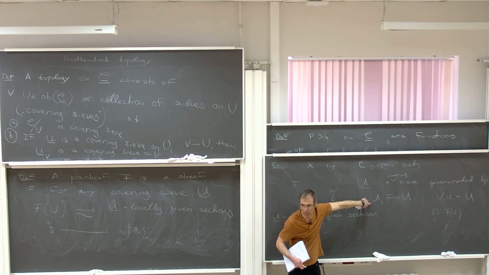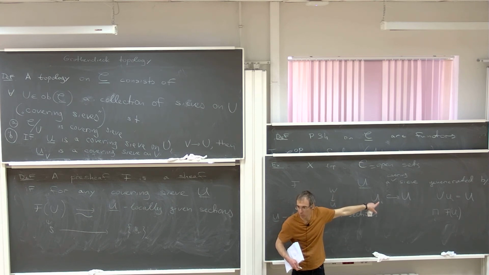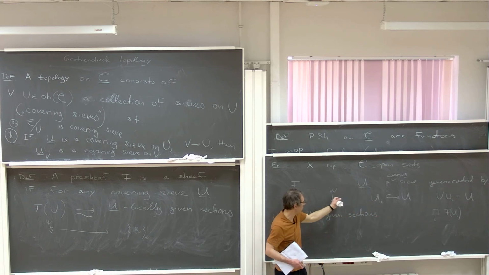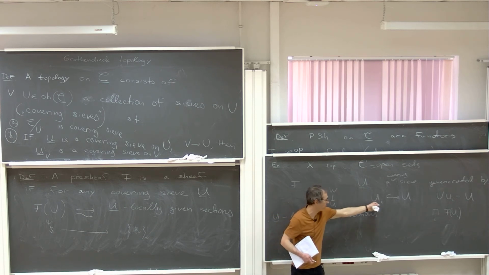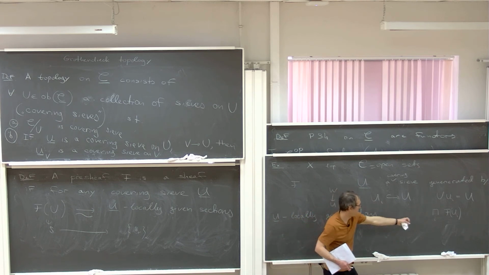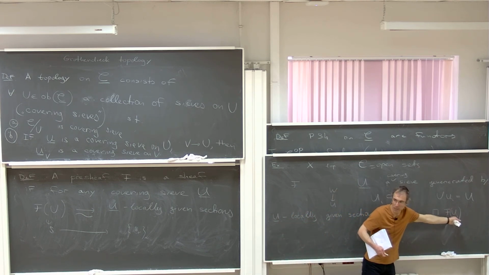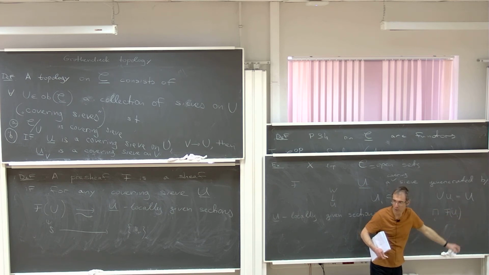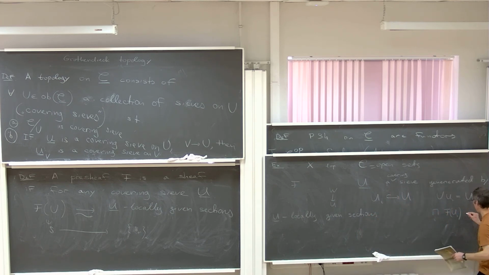But it could be that W is a subset of both U1 and U2. So there are two possibilities, two ways to define S of W. You can either restrict an element from F of U1, or you can restrict your section on U2. So I claim that the set of locally given sections is precisely the coequalizer of the following map.